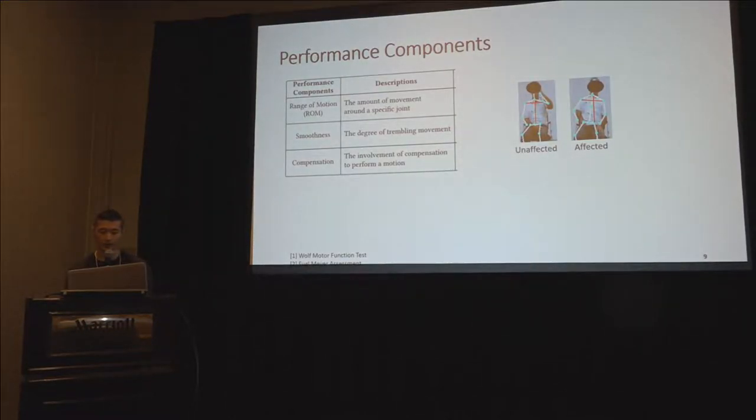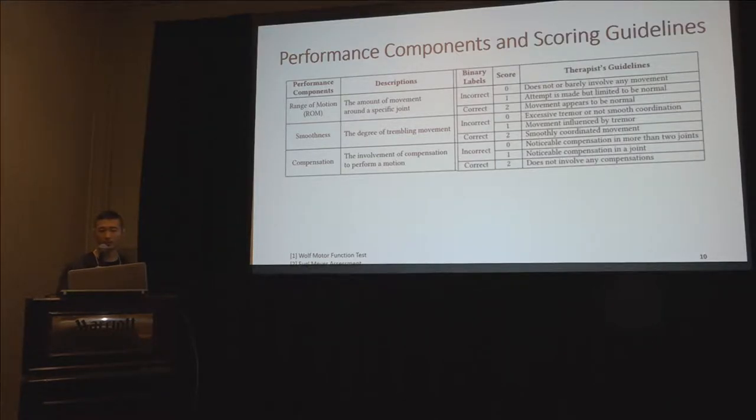For the evaluation of the stroke rehabilitation exercise, we utilize three performance components: range of motion, smoothness, and compensation. Range of motion indicates how well the individual achieves the task, and smoothness describes the degree of trembling motion. Compensation detects whether there is unnecessary joint motion to compensate for the patient's limited functional ability. For example, when the patient is bringing a cup to the mouth, compared to the unaffected side, the patient starts raising the shoulder due to limited ability in wrist position.